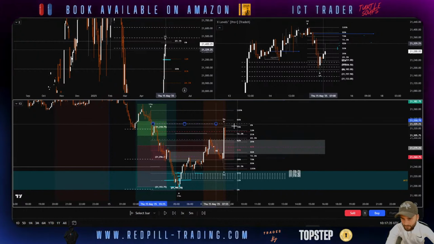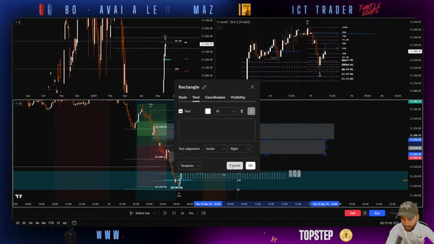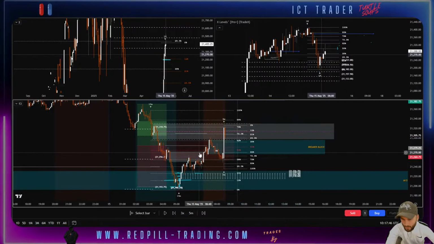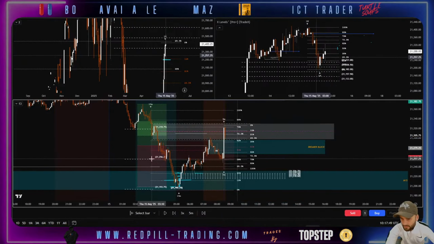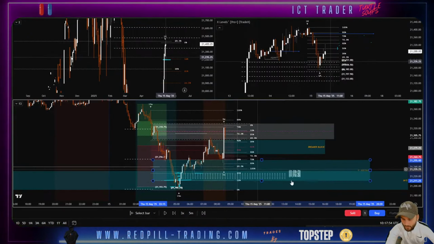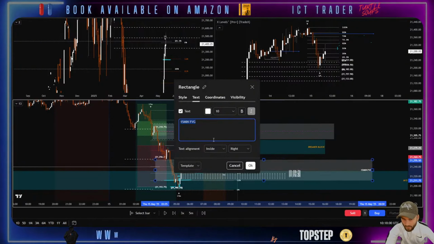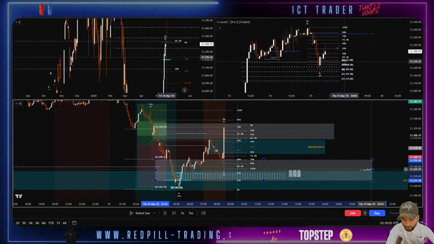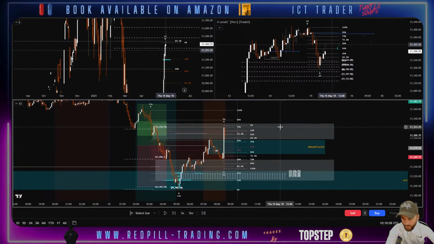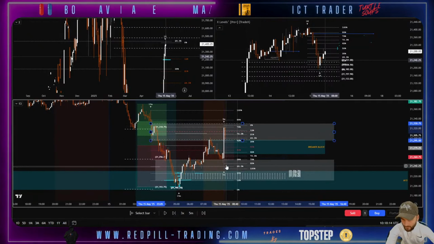we have an M15 premium. This is our breaker block that I'm looking to hold. My PPI model. Get rid of this. And we have our discount. Right? All right, we have our premium discount and our premium on the 15.